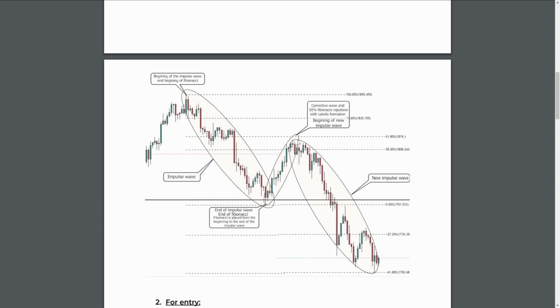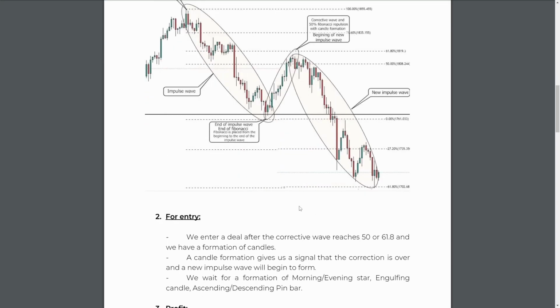And thanks to this strategy, Fibonacci, we will be able to understand to a very large extent how far the correction itself will last. And of course, when we get into deals, we will know how far the price would fall or rise, where we will actually collect the profits. When we enter into a deal, regardless of whether it is a downward or upward movement, I have given both examples here. We enter a deal after the corrective wave reaches 50% or 61.8% Fibonacci and a formation of candles is formed.